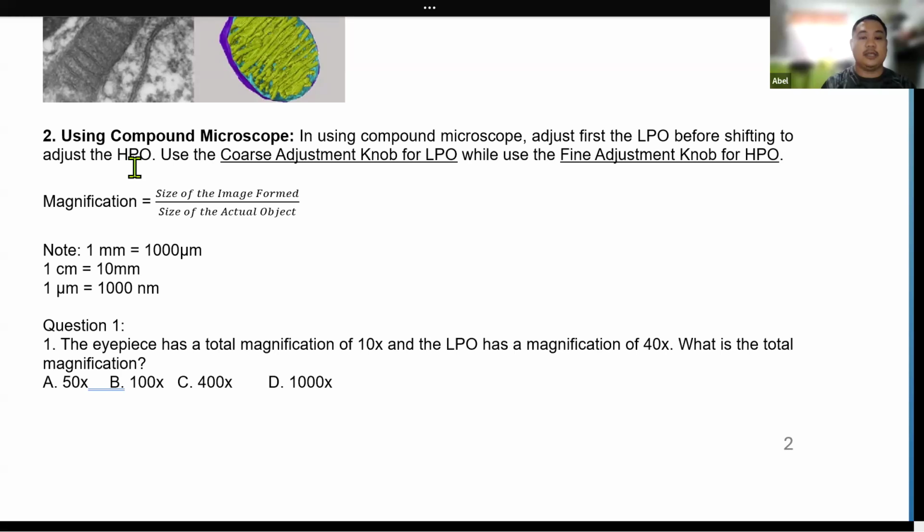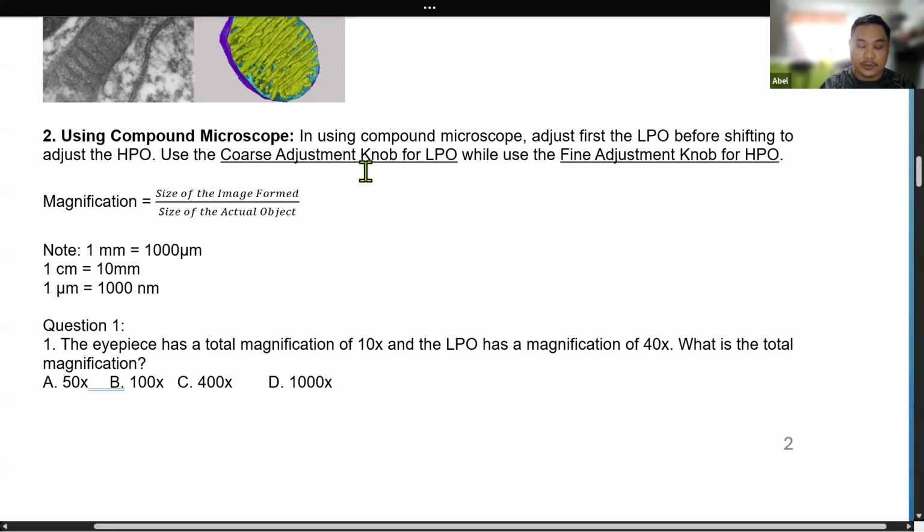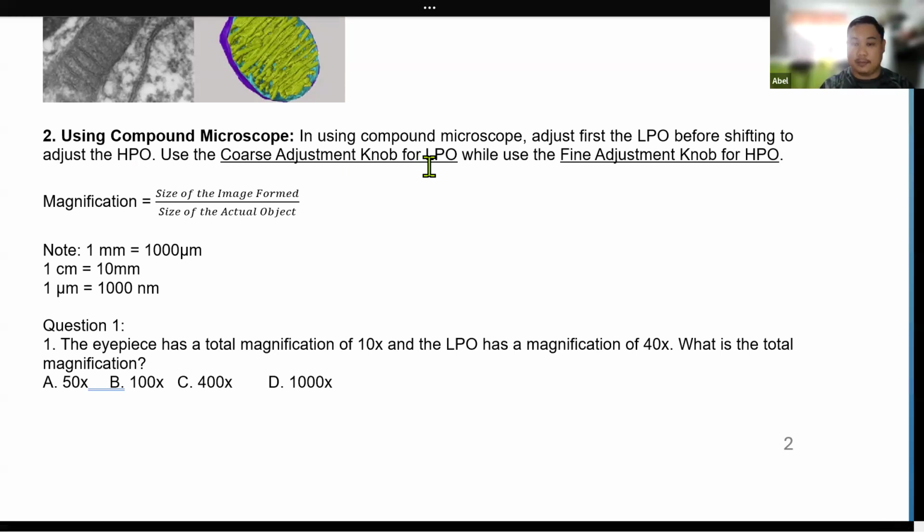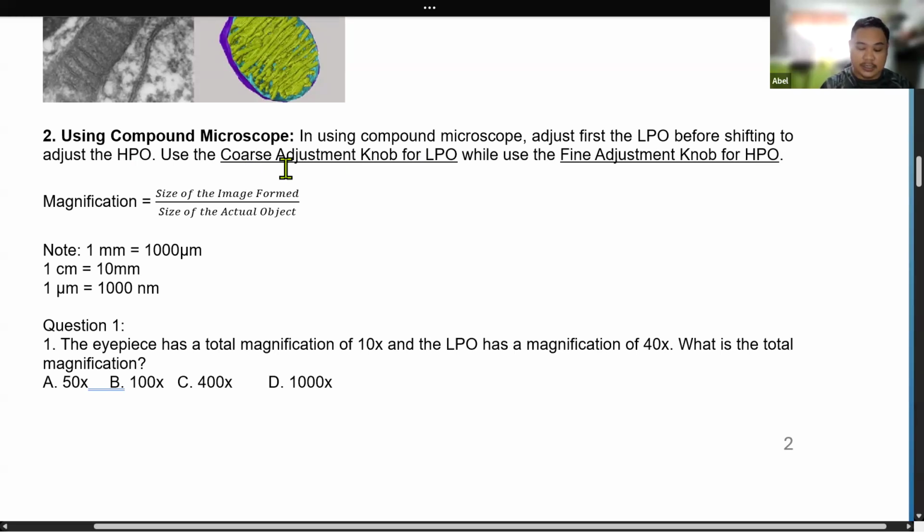Another thing is that when we are using LPO, we can use the coarse adjustment knob, but never use the coarse adjustment knob if we are in HPO. The coarse adjustment knob is for LPO, while the fine adjustment knob is better used for the HPO.